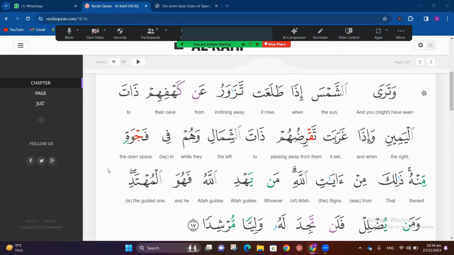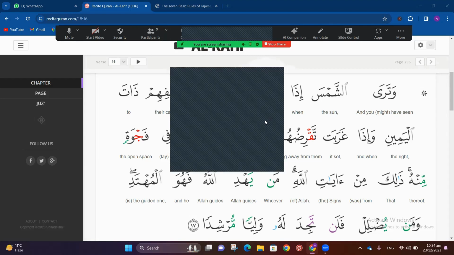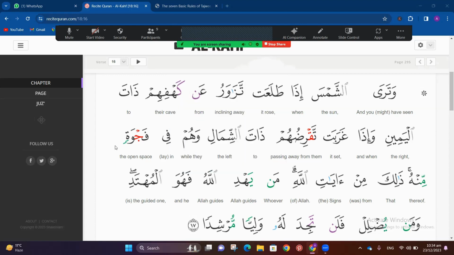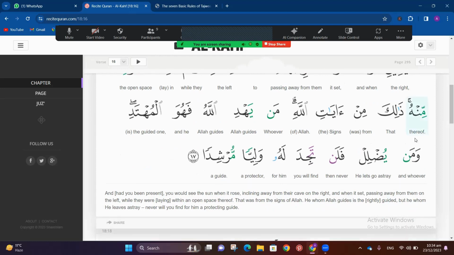Okay, we are going to do ghunna. Fajwatim min. Okay, on qalqala on jim, and then this rule says that we are going to join, but we are going to stay for a bit as well on meem, like this. Fajwatim min. I'm saying min.